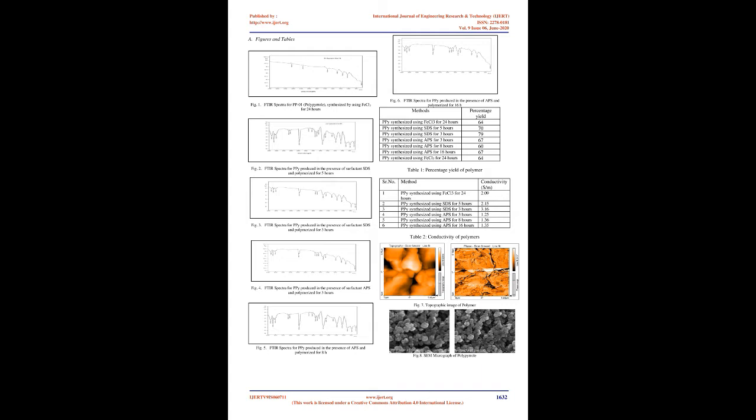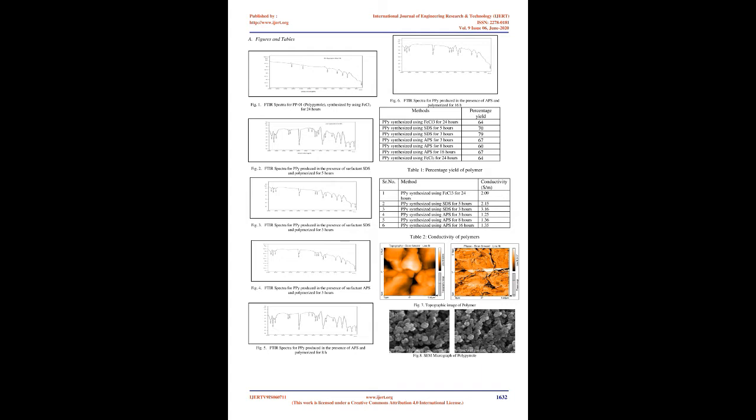SDS, 0.86 grams, was added to deionized water, 30 ml. The mixture was stirred for 30 minutes to obtain a clear solution. Then pyrrole monomer, 3 ml, was added dropwise to the SDS solution.